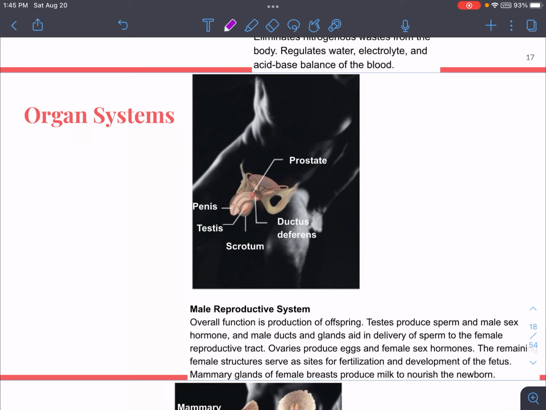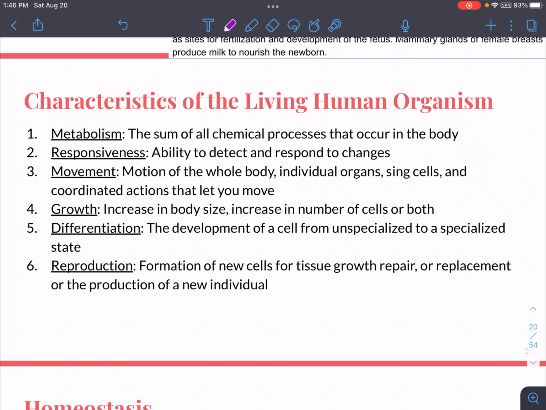So let's look. What are the characteristics of a living human organism? You have to have all 6 of these to be considered a living human organism. You have to have a metabolism. It's the sum of all chemical processes that occur in the body. So how is food broken down? How is energy created? How is energy used? That's all part of the metabolism.